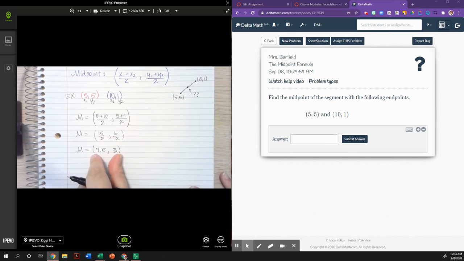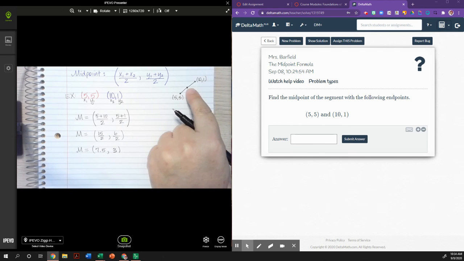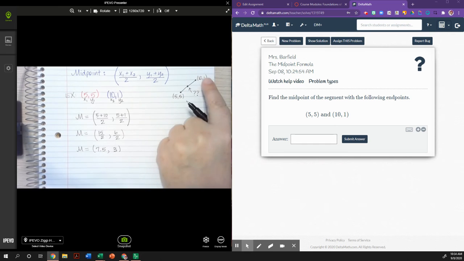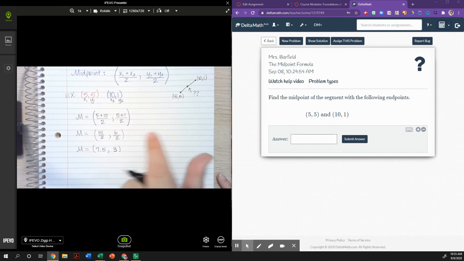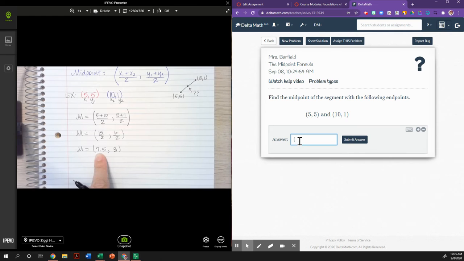So that's the actual coordinates of the point that is in the middle between these 2 points if I draw a line and I connect them. All right, so how do I write that in my Delta Math? So I go parentheses, 7.5, comma 3, because the final answer is a point.